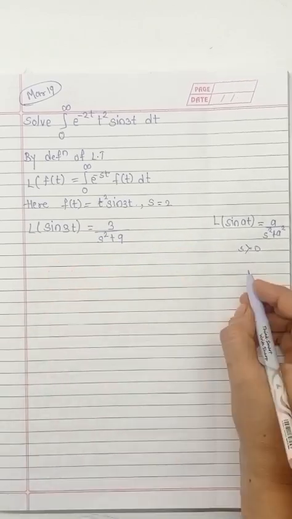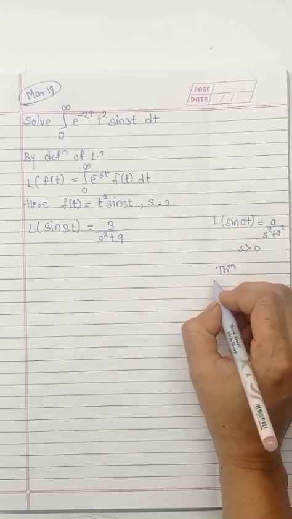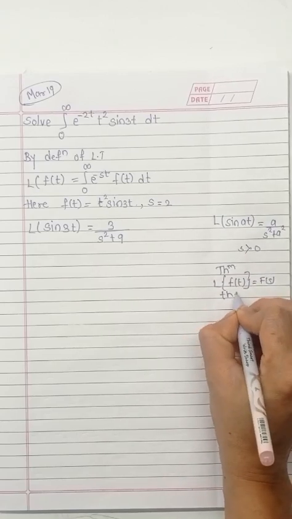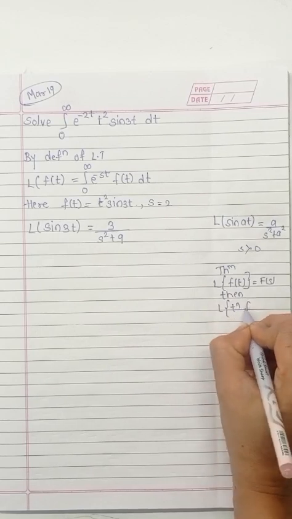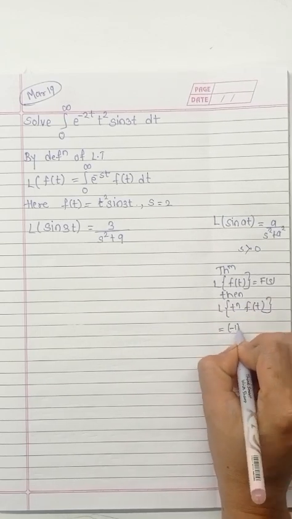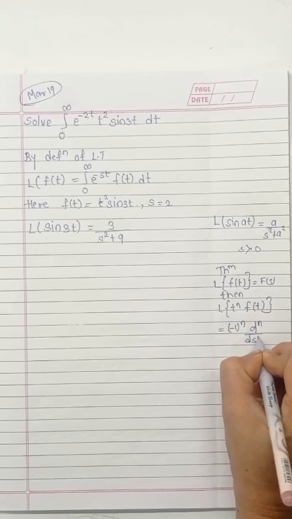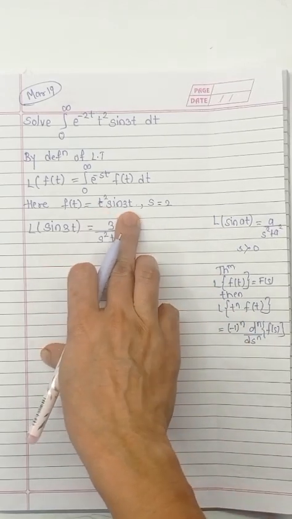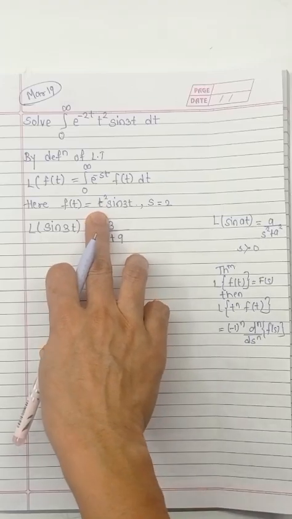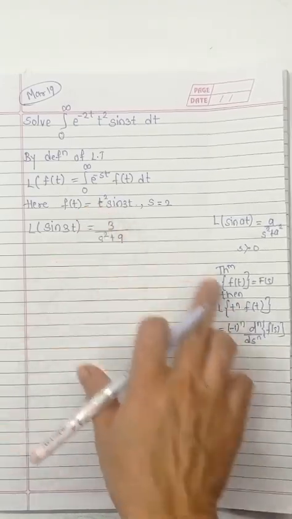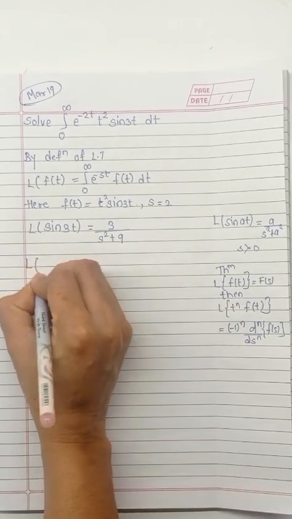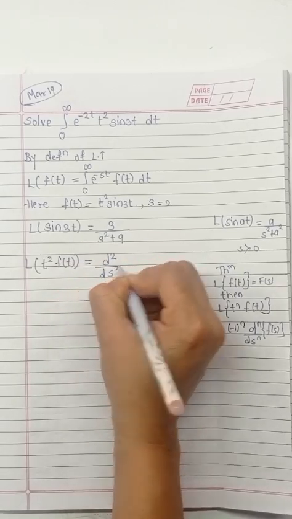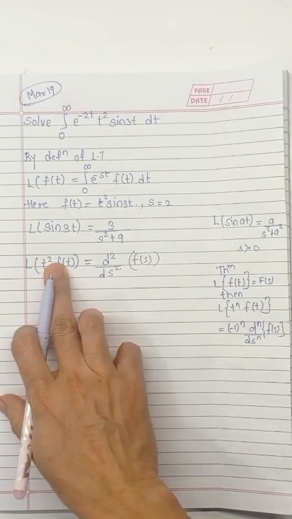Next, one more theorem of Laplace transform we are applying: if L of f of t is f of s, then L of t raised to n f of t is minus 1 raised to n, d raised to n by ds raised to n of f of s. This theorem we are going to apply to get the value of L of t square f of t. Here the value of n is 2.